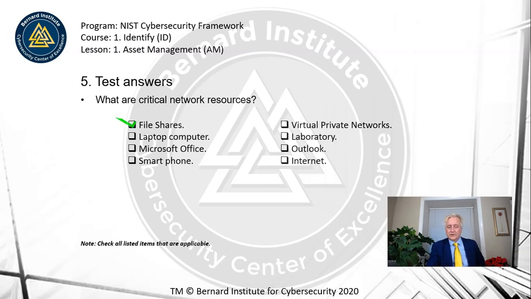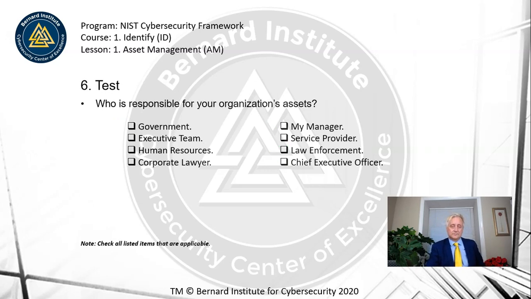If you said file shares, yes, file shares are critical to the organization. So are VPNs or virtual private networks. And Outlook is also, being able to message or communicate with other staff and coordinate work or address problems. It's very important, and Outlook is how we do that. And the internet, of course, is the backbone. Without the internet, we would not have cybersecurity because the whole reason for cybersecurity is all based on the internet.